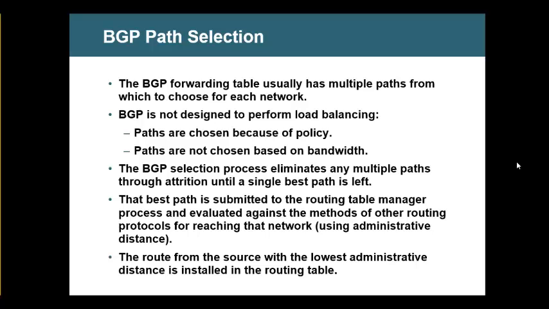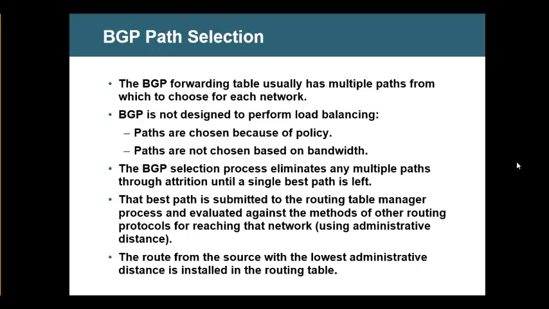BGP's forwarding table usually has multiple paths from which to choose for each network. That's what the BGP table is. When I typed show ip bgp yesterday, when we did the lab, we were able to see 5.5.5.5, and we were able to see multiple paths. One via router 2, the other one via router 4. So for each destination, BGP can show you all paths in the BGP table, otherwise the BGP forwarding table.